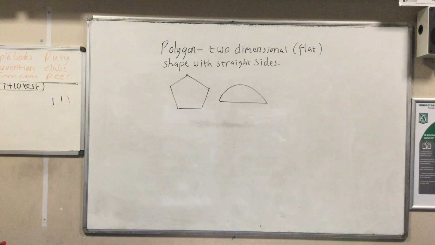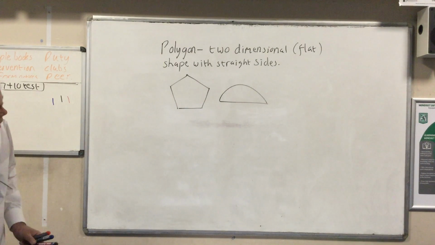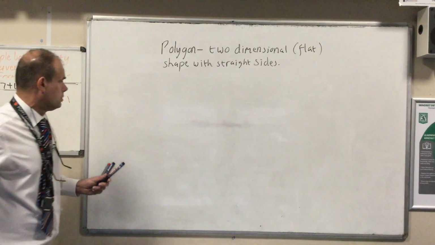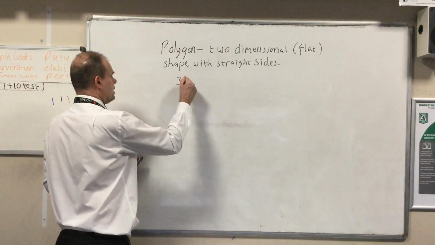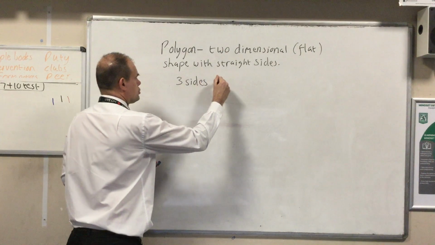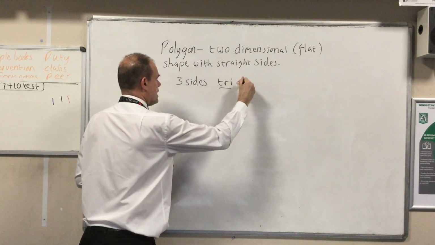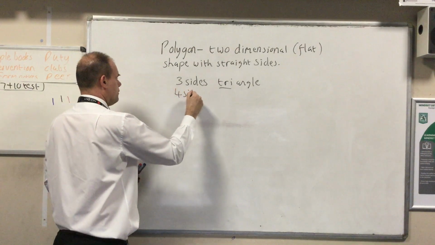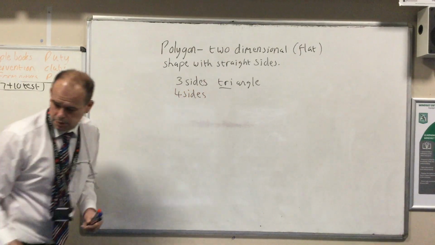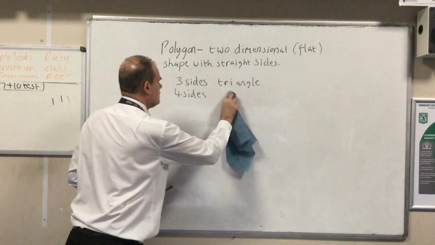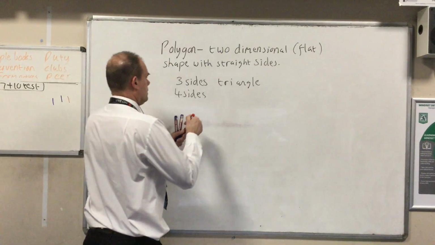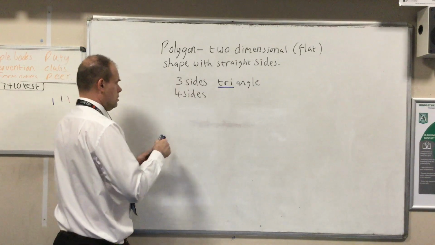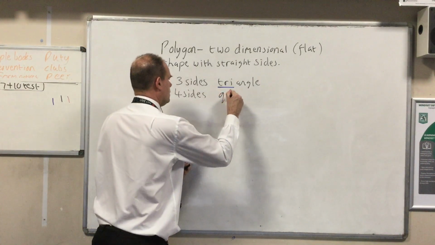And we should know all our names of polygons, okay? So let's just go through them quickly. You've got these in your exercise book. Obviously, 3 sides is tri for 3, so triangle. Okay. 4 sides, quad for 4. Underline that in blue. There it is. Quad, quadrilateral, that's 4 sides.